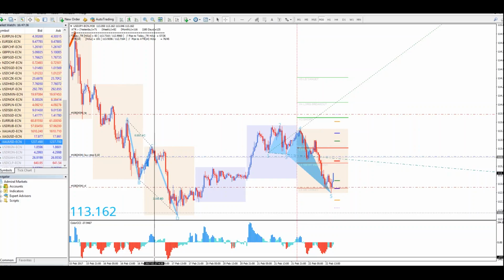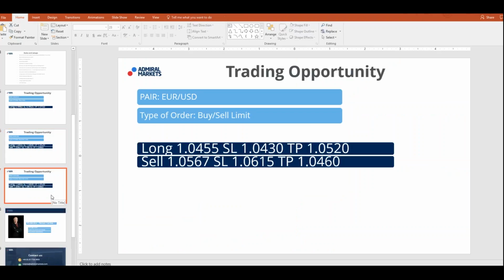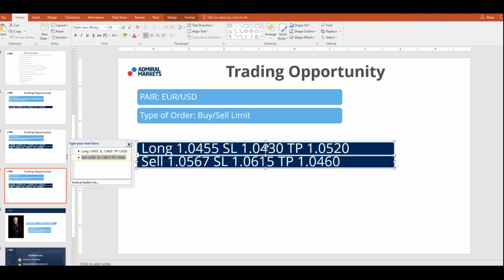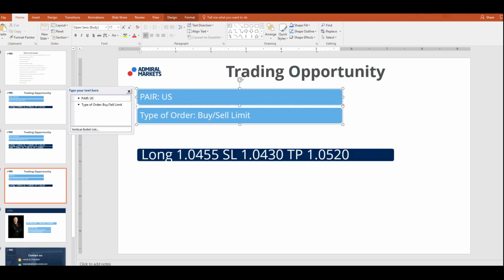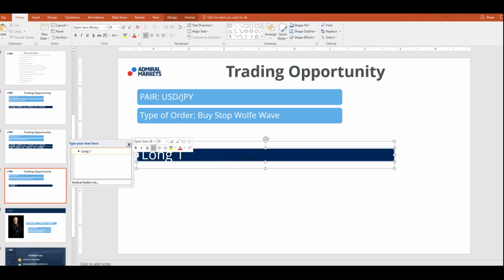I will just update my slide here. Okay, so trading opportunity. Pair is dollar yen. Type of order, buy stop, based on wolf waves. Wolf wave, so it's a breakout trade.